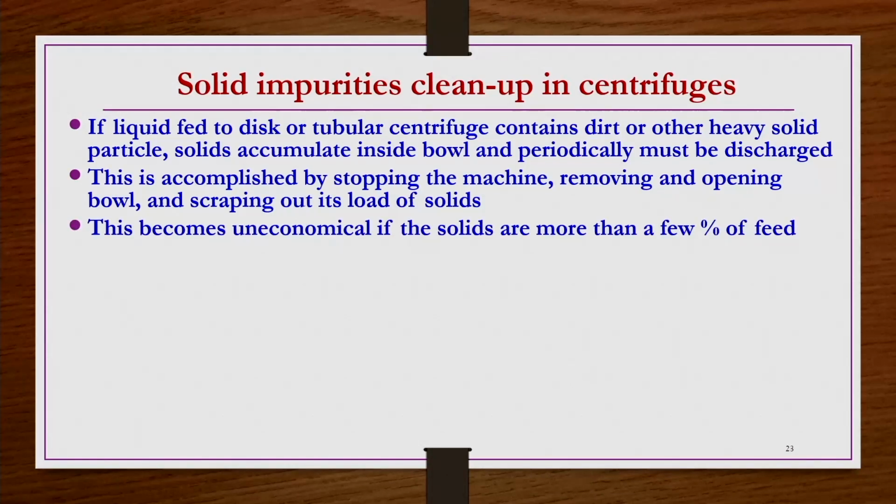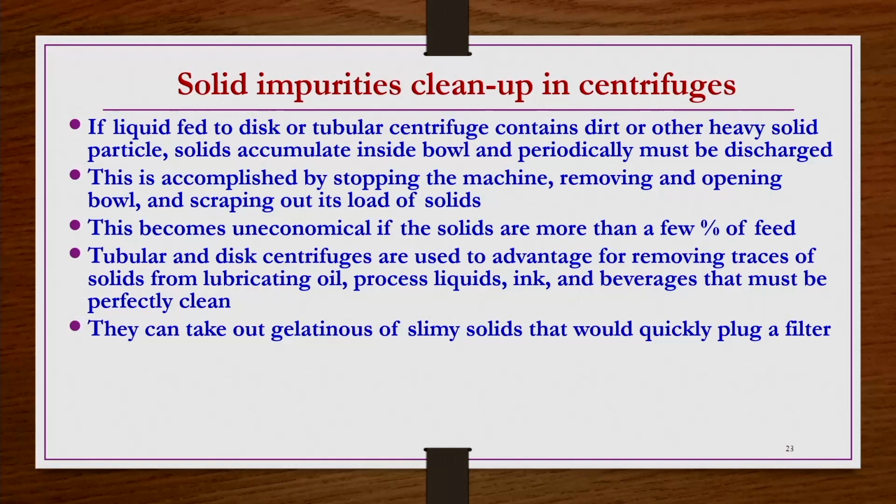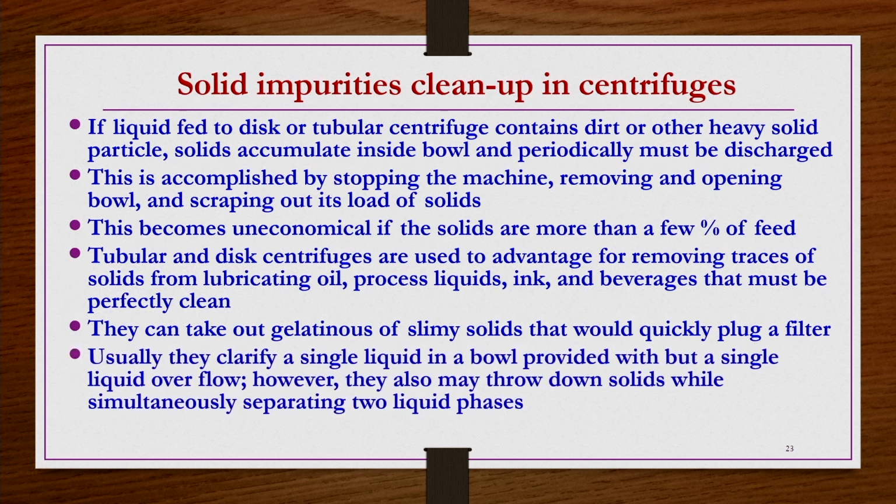Okay. This is accomplished by stopping the machine, removing and opening the ball and scraping out its load of solids. That is one way. But this becomes uneconomical if the solids are more than a few percent. You cannot afford to interrupt the process, especially at industry level. If the solids percent is very high, you are forced to stop the process and do the separation, which is not economical. Tubular and disc centrifuges are used to advantage for removing traces of solids from lubricating oil, processed liquids, ink and beverages that must be perfectly clean. They can take out gelatinous slimy solids that would quickly plug a filter.